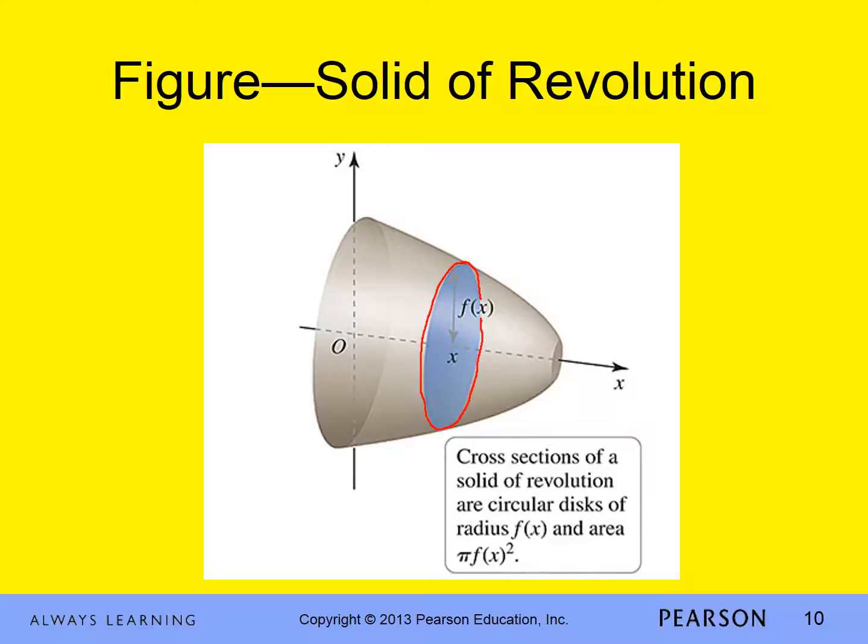Cross sections of a solid of revolution are circular disks, as we give this circle volume by giving it width of dx. Circular disks of radius f of x and area pi times the square of f of x. So that's a pi r squared here because that cross section is a circle, and it's always going to be a circle in solids of revolution.